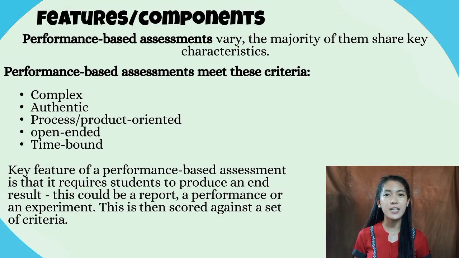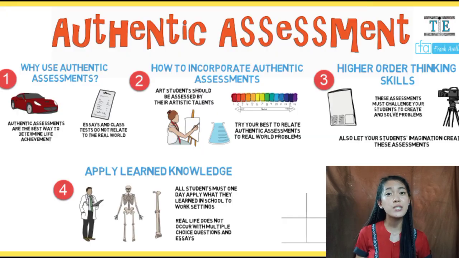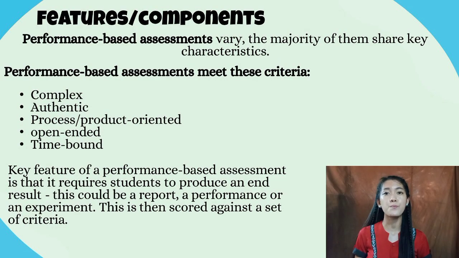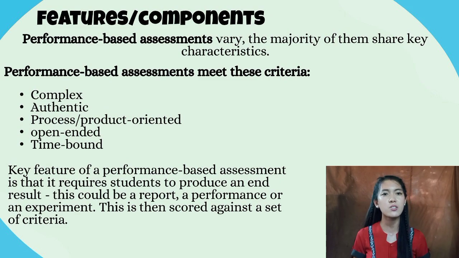Second, authentic. Authentic is the idea of using creative learning experience to test student skills and knowledge in realistic situations. Another one is that it is process or product oriented. The process-oriented approach evaluates how a skill is performed, whereas the product-oriented approach evaluates the outcome of the skill performance, the outcome of the students.